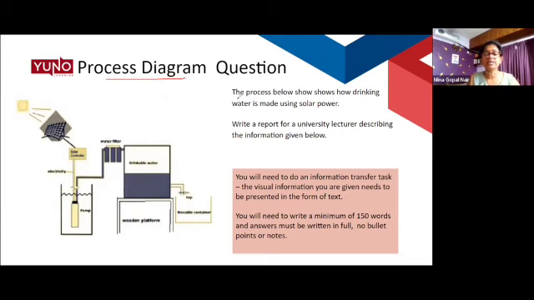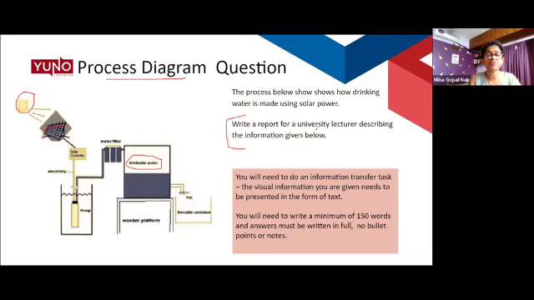The question says, the process below shows how drinking water is made using solar power. So you can see that there is the sun over here and you use solar energy from the sun, using solar panels, to produce energy, electricity. That electricity results in a process that is followed, and the end product is drinkable water. So this is how solar energy or solar power is used to make drinking water.